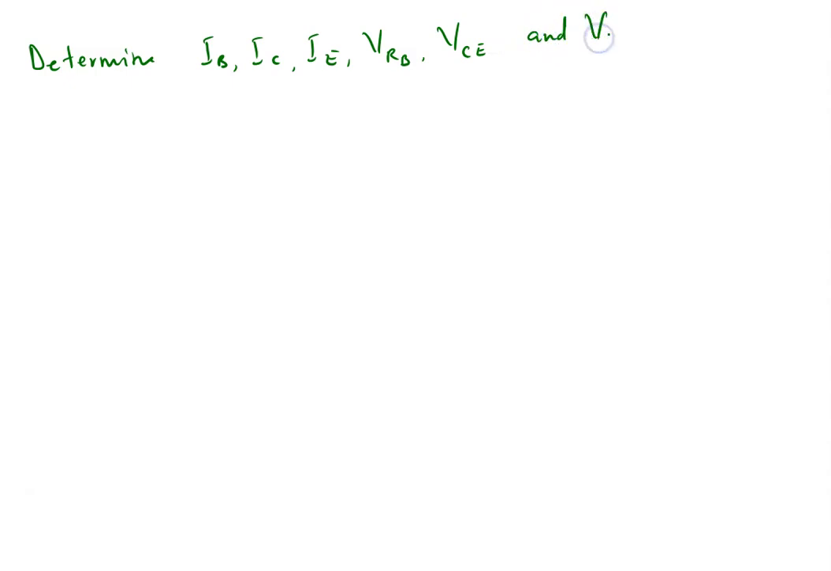Okay. Let's solve one more question, then we will move on to the collector characteristic curve, right? And this question is saying that we should determine IB, IC, IE, VRB, VCE, and VCB, given that beta DC is equal to 150. And we are given this circuit.